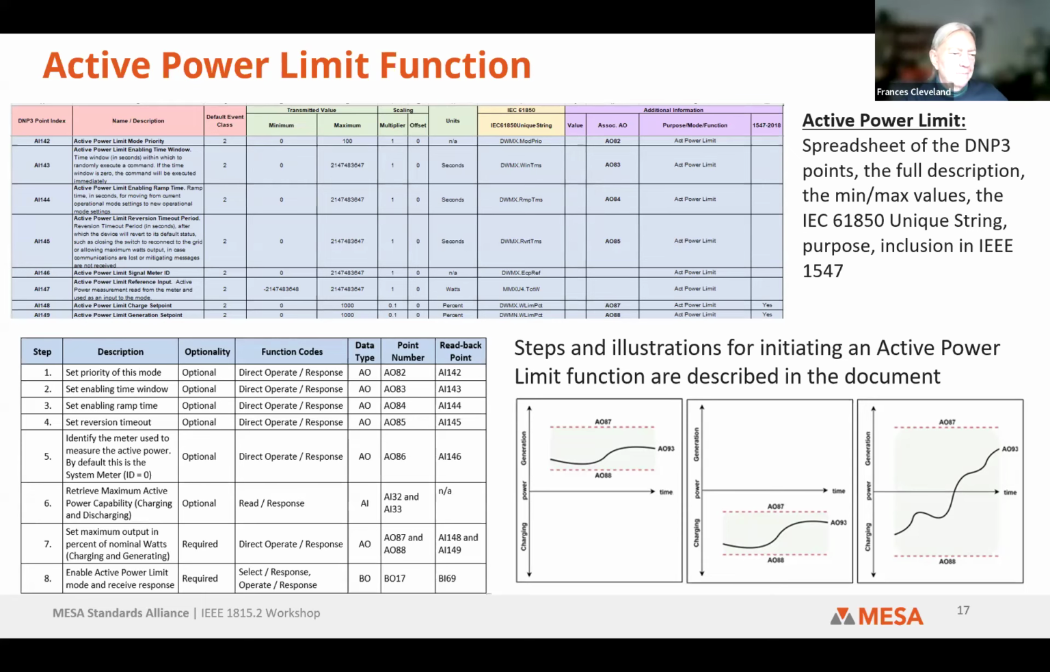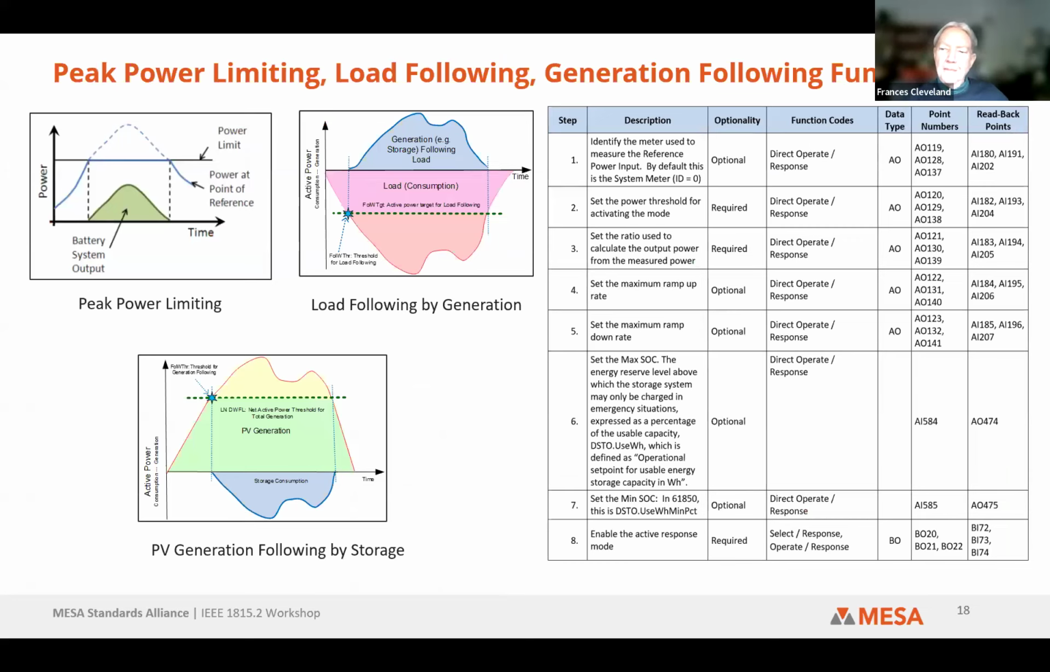Okay, next slide. So this is the same thing. I don't show the spreadsheet, but I'm just showing some of the diagrams for peak power limiting, load following, generation following, and the various points here on the right that would be used to set that. I'm hearing that there is an increased interest in generation following. That's basically batteries following PV systems so that they can provide a more constant output, but there can also be load following where the generation follows load, either for limiting it or simply to smooth out the loads as well. So again, we have all the points necessary to handle those functions. Okay, next slide.